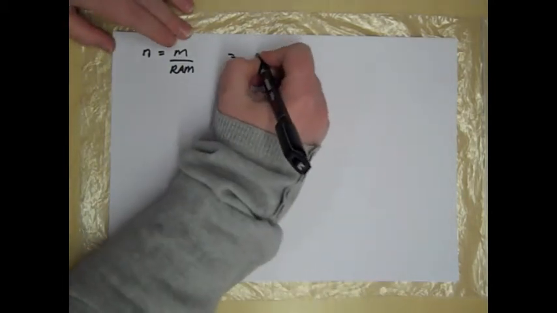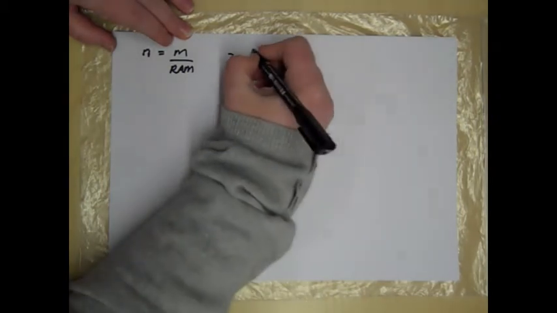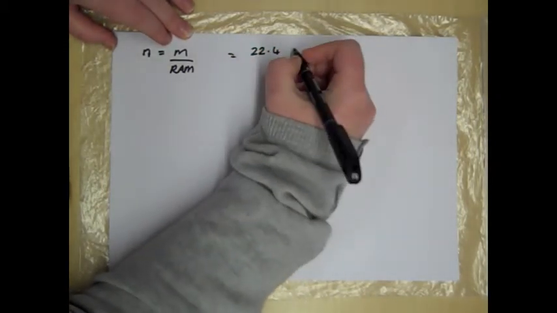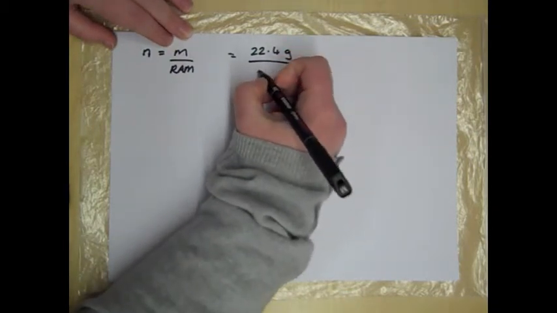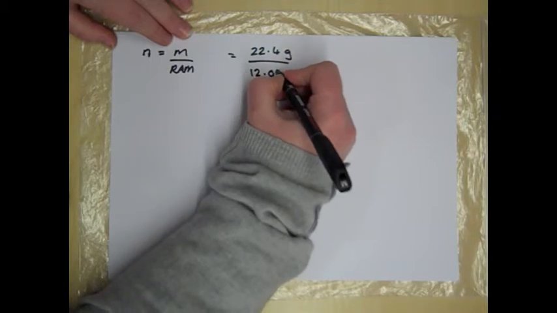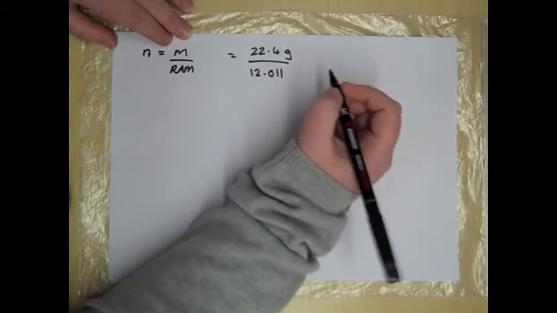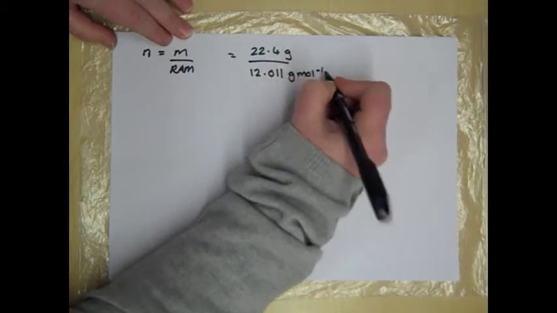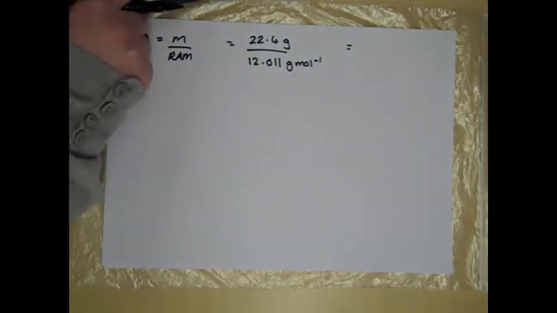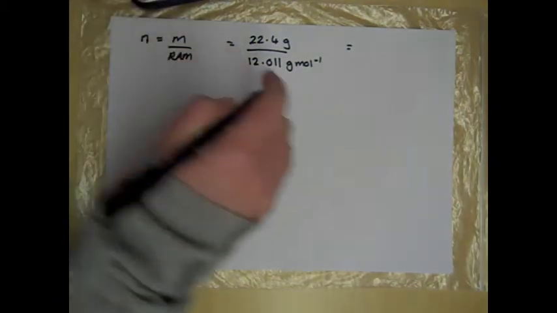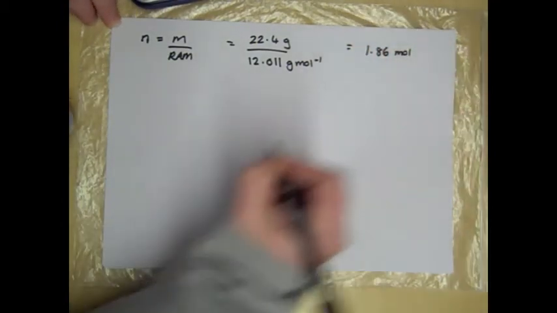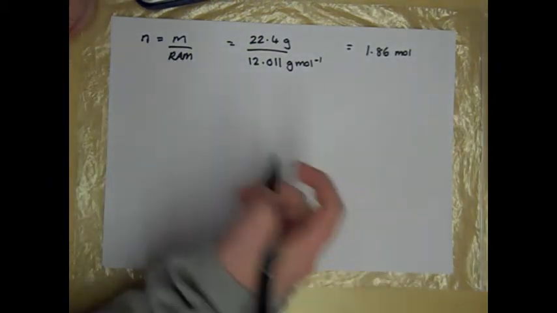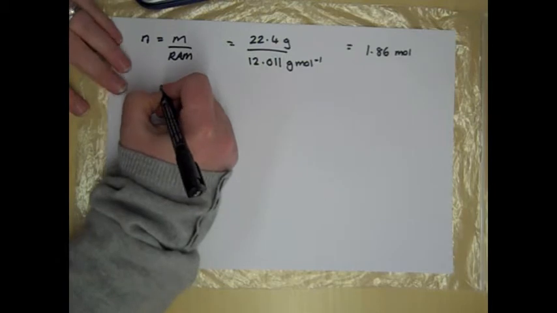And in this case, my mass was 22.4 grams, and the relative atomic mass of carbon is 12.011 grams per mole. And so the number of moles that I have is 1.86 moles. And again, I'm multiplying or dividing, so I'm going to use the same method of determining my errors.